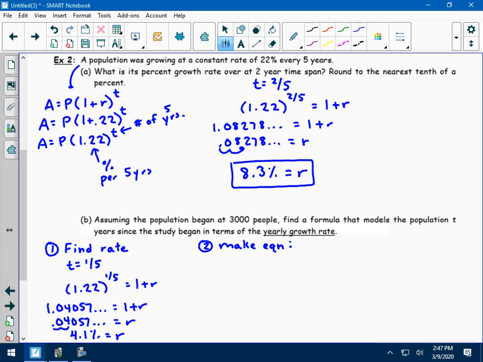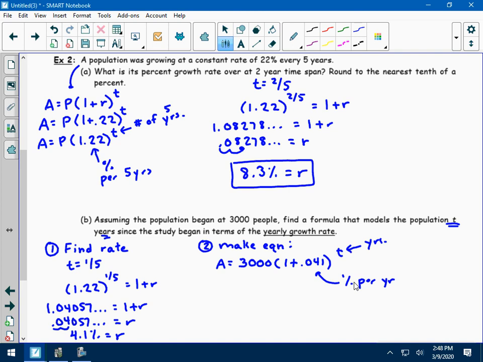So A equals, do I know my initial? 3,000 times 1 plus your growth rate from over here. I'm doing 4.1%, so it'll be 0.041, raised to the t. Check your units. This is percent per year. What's t in? It says t is in years.